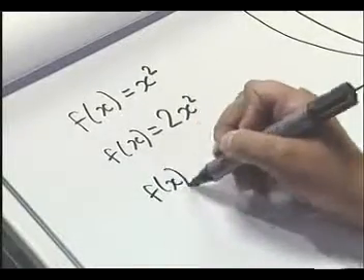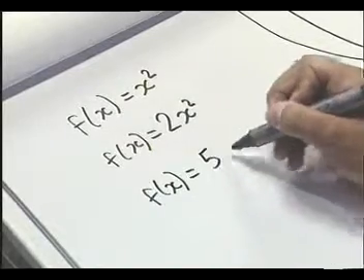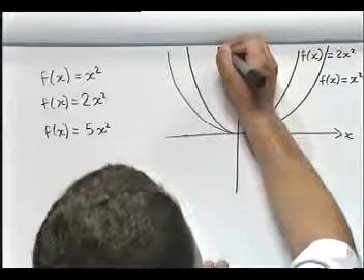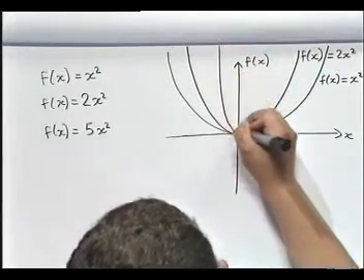And likewise, we could do that for any coefficient. So if we had f of x equals 5x squared, it would be stretched 5 times from the value it was when it was x squared, and it would look something like this.